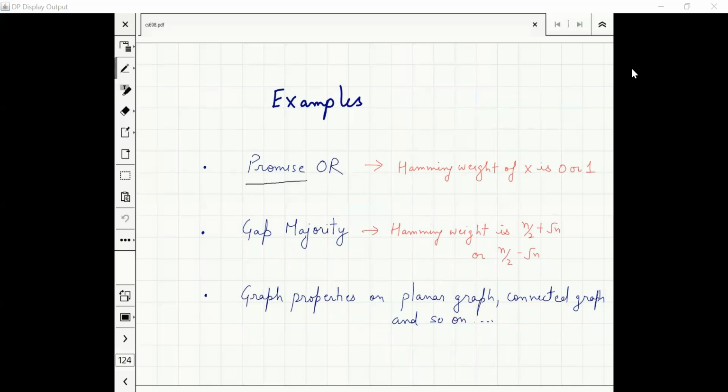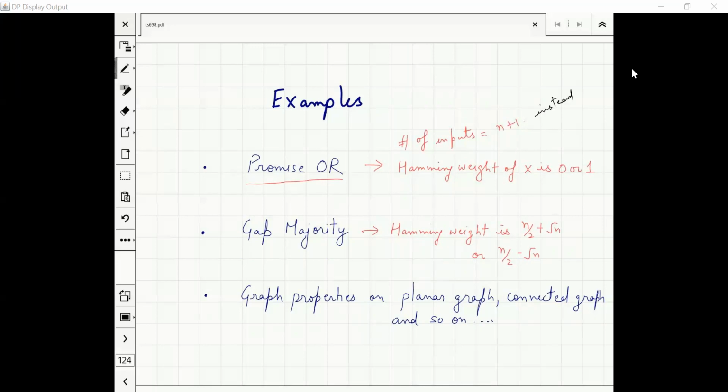First one is called promise OR. This is a partial function which is defined on how many inputs? By looking at the definition, can you tell me how many inputs is it defined on? N plus 1. Very nice. There is one input of Hamming weight 0 and there are n inputs of Hamming weight 1. So the number of inputs is n plus 1, correct? Instead of 2 to the power n.